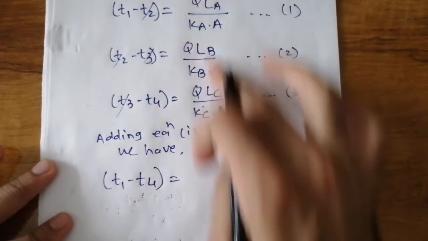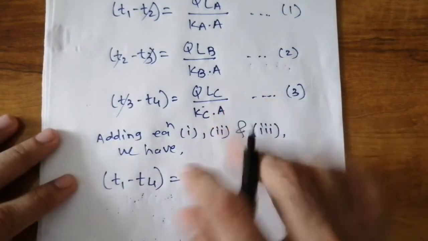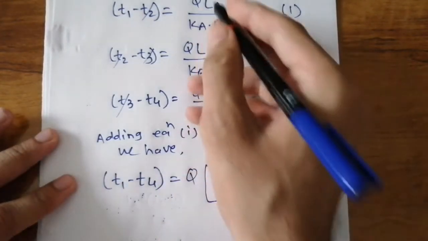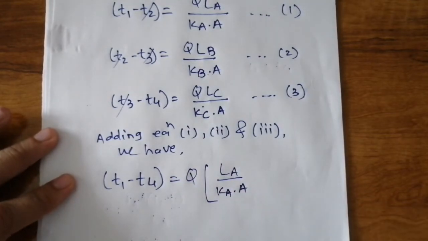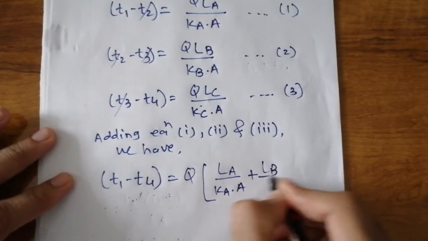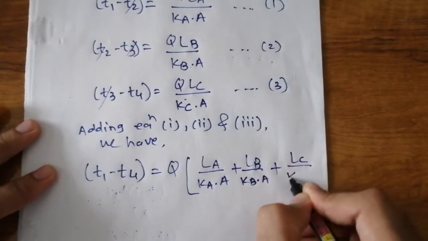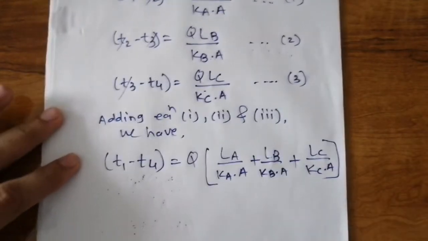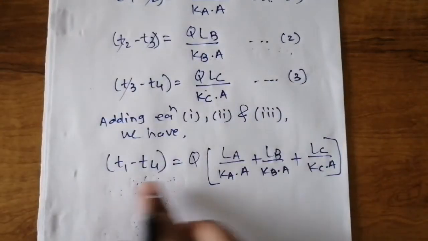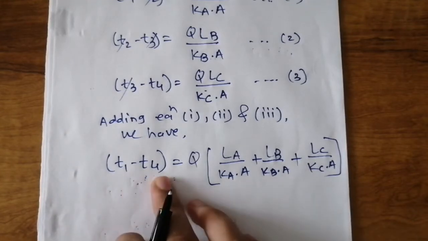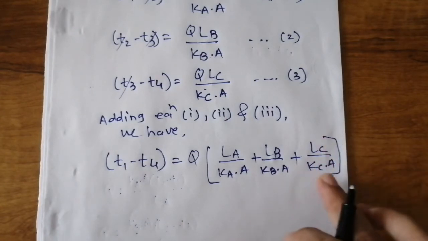In a similar way, on this side Q is common, so we take Q common. Inside, for the first layer we have LA by KA into area, similarly for the second layer LB by KB into area, plus for the third layer LC by KC into area. So we get the temperature distribution: T1 minus T4 is equal to Q times LA by KA into area plus LB by KB into area plus LC by KC into area.